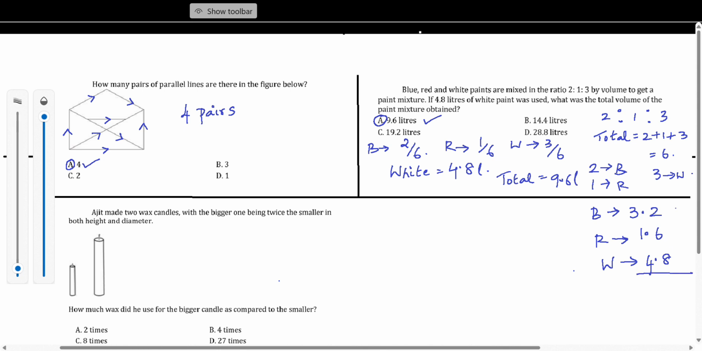A quick cross check, adding up all, let's see if we get 9.6. 8 plus 6, 14 plus 2, 16. 3 plus 1, 4 plus 1, 5 plus 4, 9. Adds up to the total. So our answer is correct.